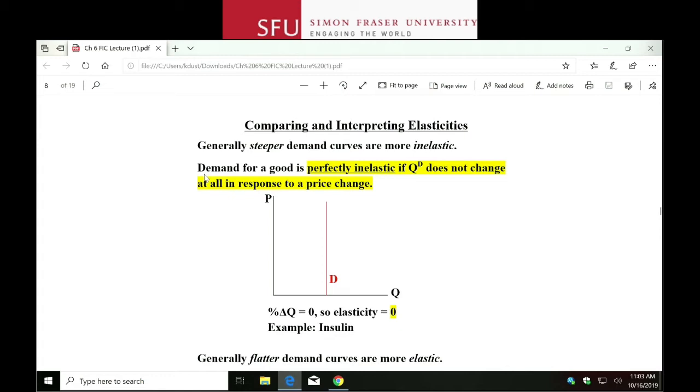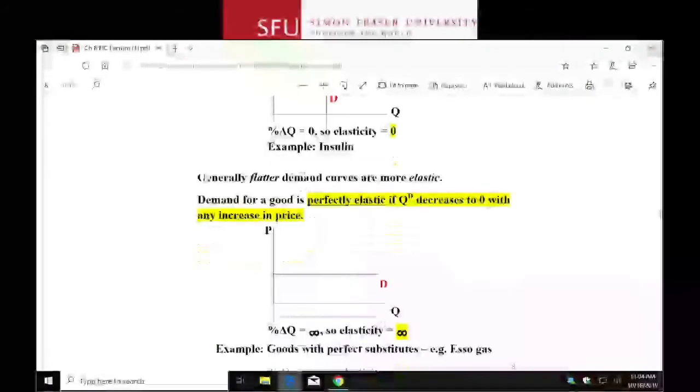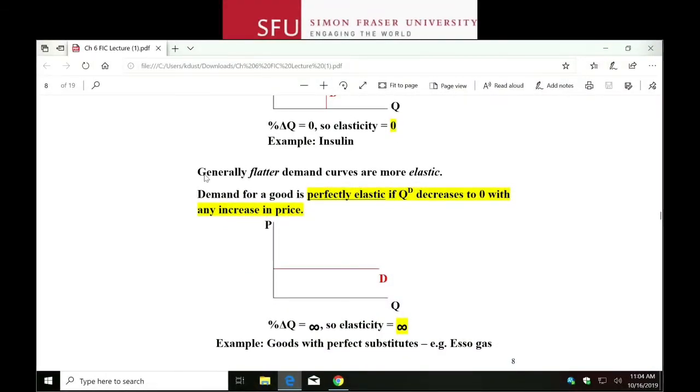Forget it. And so this will be something that is definitely not a necessity, something that's very much a luxury, or it's some kind of situation where consumers have so many other substitutes to choose from that they can easily switch from one substitute to the next, and they'll just stop buying the one that has the higher price. All right, so perfectly elastic, and it means that the quantity demanded decreases to 0 with any increase in the price.